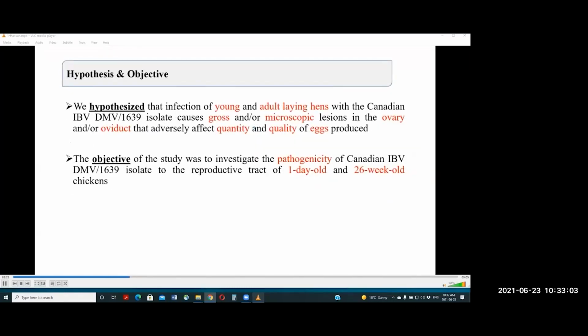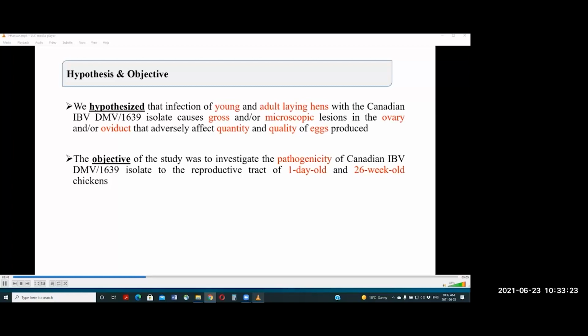So, we hypothesized that infection of young and adult laying hens with the Canadian DMV 1639 causes gross and microscopic lesions in the reproductive organs that adversely affect egg production. And the objective of this study was to investigate the pathogenicity of this isolate to the reproductive organs of 1-day-old and adult chickens.